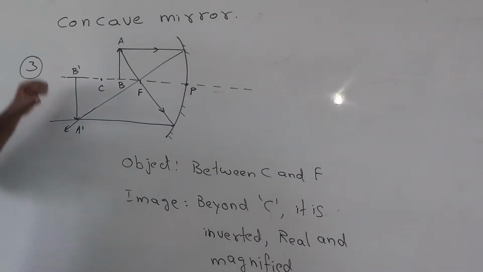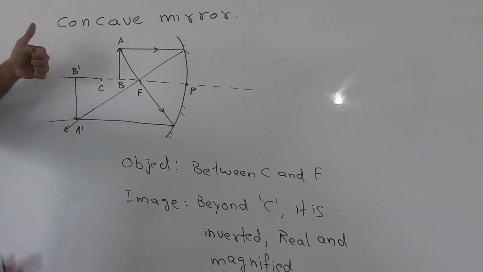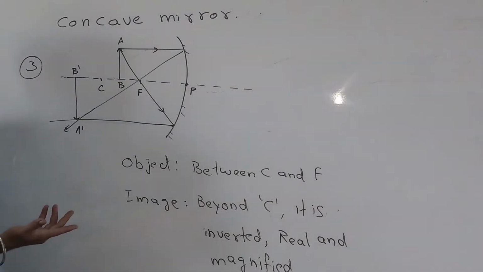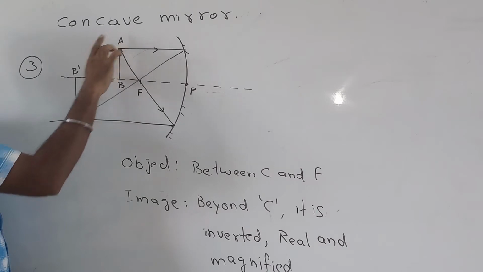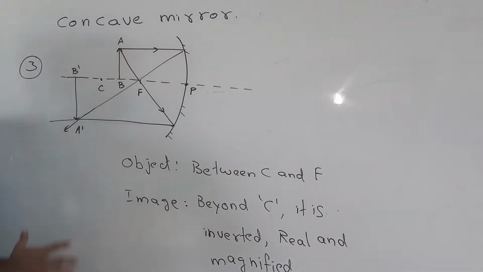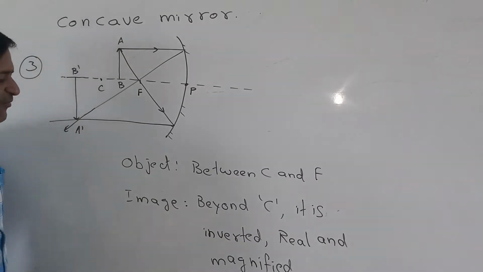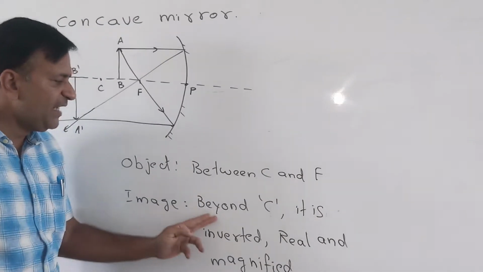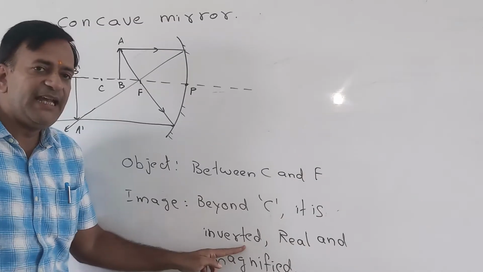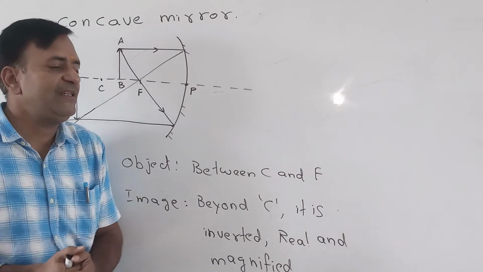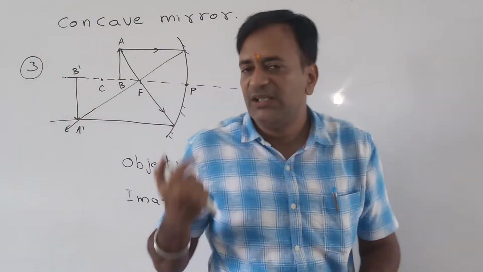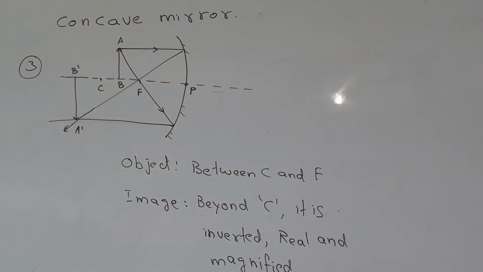Second thing, is the image inverted or is it erect? You can see the image is inverted. And again, is the image diminished or magnified? Compared to the size of object, the image is much bigger, so we call it magnified. So the description: image is beyond C, it is inverted, it is real, and it is magnified. Let us go for the next diagram, number 4.